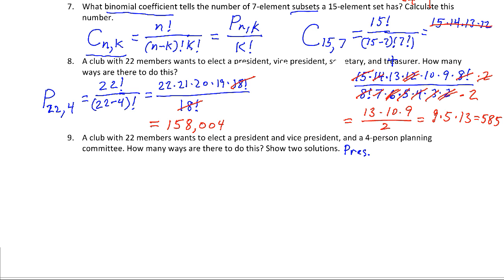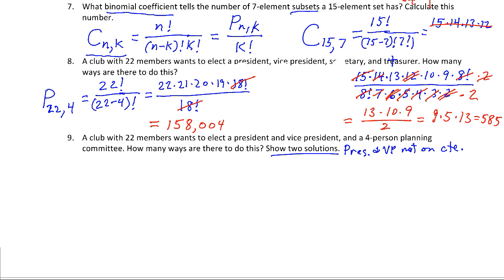the people in the list can't be on the committee, basically. The president and the vice president are not on the committee. Okay? And it says 2 ways to do this. Okay, so it says how many ways are there to make the selection of the committee and the president and the vice president, and show 2 solutions.